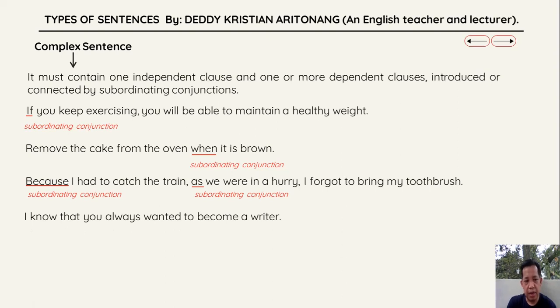Okay, the next example. I know that you always wanted to become a writer. One complex sentence consisting of one independent clause. So this is it. "I know" is the independent clause, and the rest, "that you always wanted to become a writer", is the dependent clause. The subordinating conjunction in this sentence is the word that.